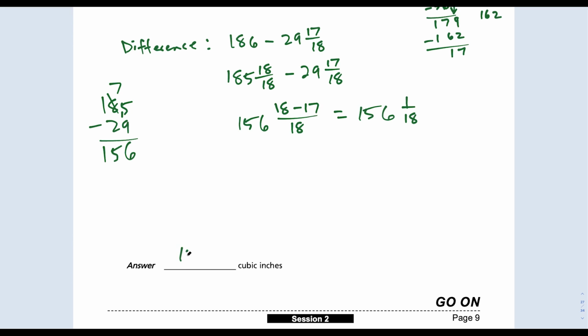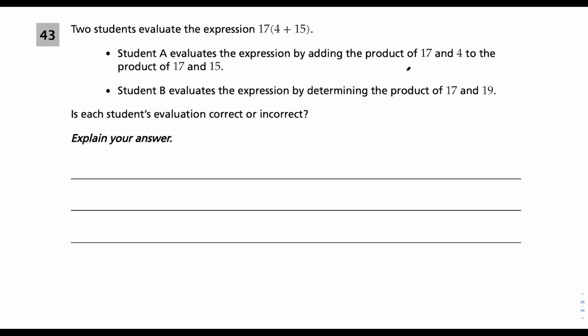So my final answer simplified is 156 and 1/18 cubic inches. Question 43, 2 students evaluate this expression here, and here's their method explained. We want to know, is each student's evaluation correct or incorrect? And we have to explain our answer. So this time around, we have to determine if they're correct.